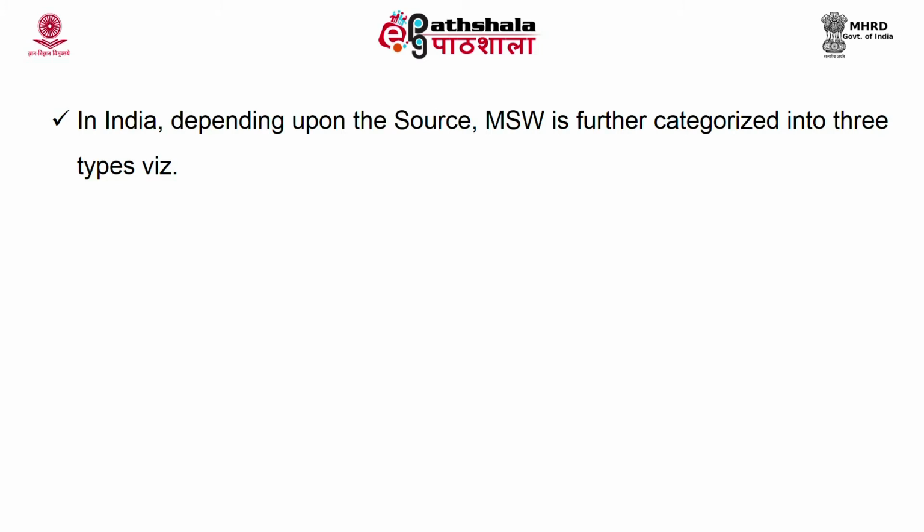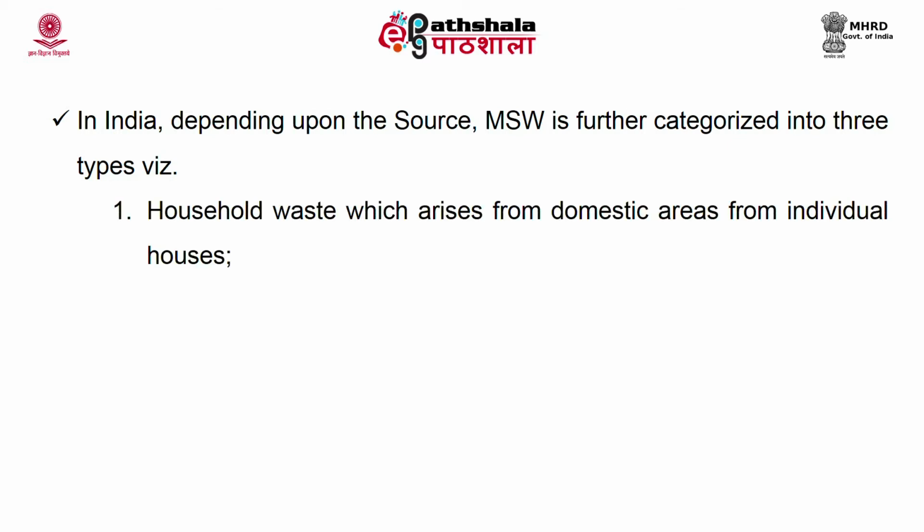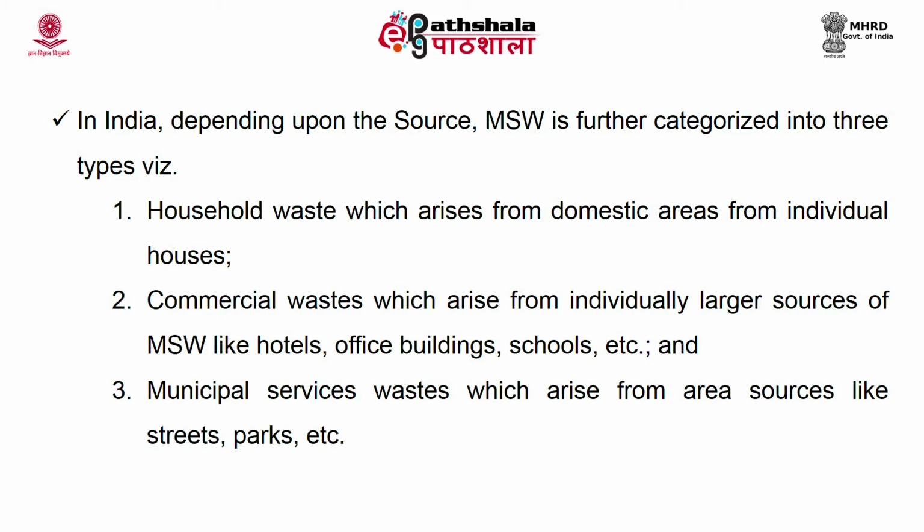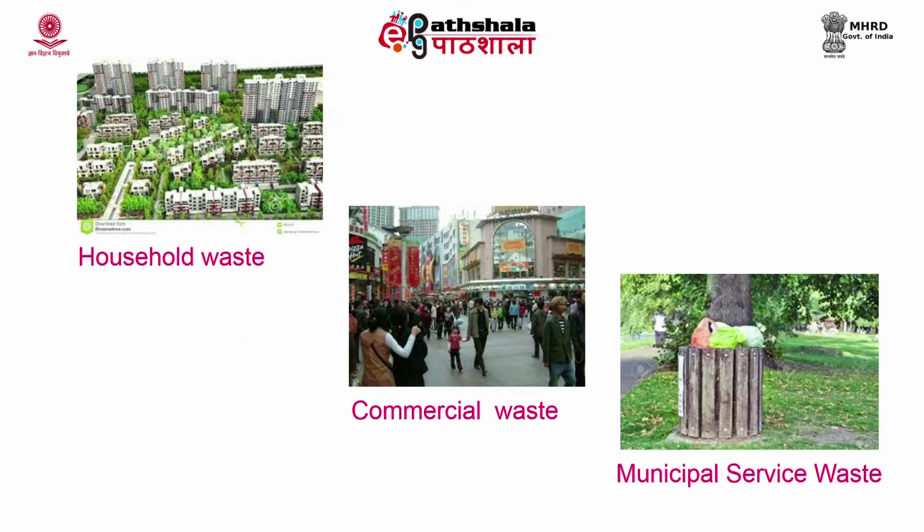Depending upon the source, municipal solid waste is further categorized into 3 types. The household waste, which arises generally from domestic and residential areas, colonies or townships. Commercial waste, which arises from individual large sources like hotels, office buildings, schools, etc. Institutional waste is also a sort of commercial waste. Municipal service waste, which arises from area sources like streets, parks and highways. The image shows the waste generated from residential areas, markets and parks, which are generally termed as municipal service waste.